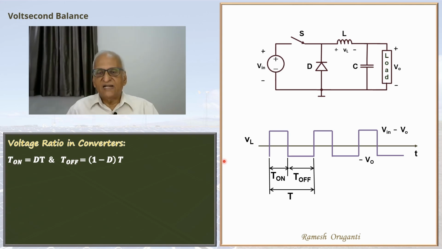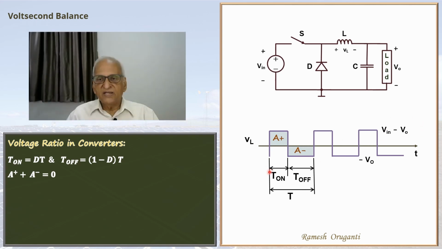By Voltseconds balance, we know that this area plus this area will be equal to 0, or A plus plus A minus will be equal to 0. A plus, positive Voltseconds, will be Vin minus V0 times T on. A minus, the negative Voltseconds area, will be minus V0 times T off. So I can write A plus plus A minus as Vin minus V0 times T on plus minus V0 times T off equal to 0.